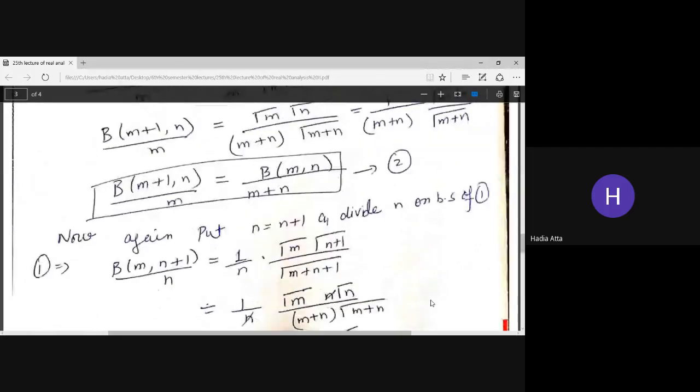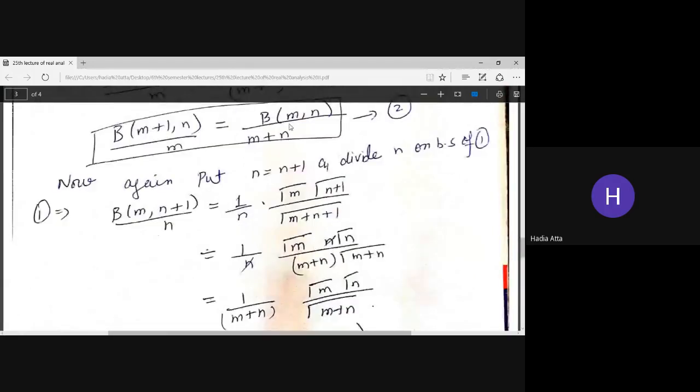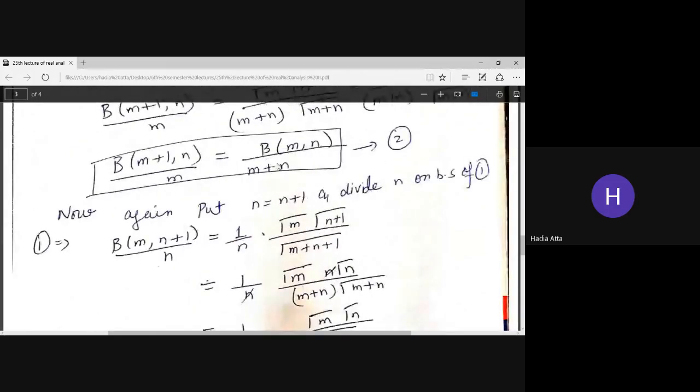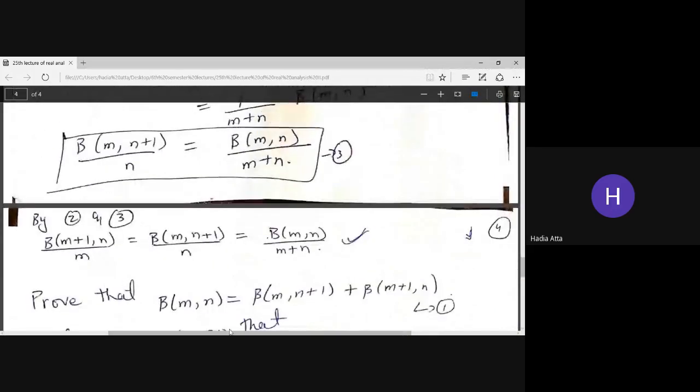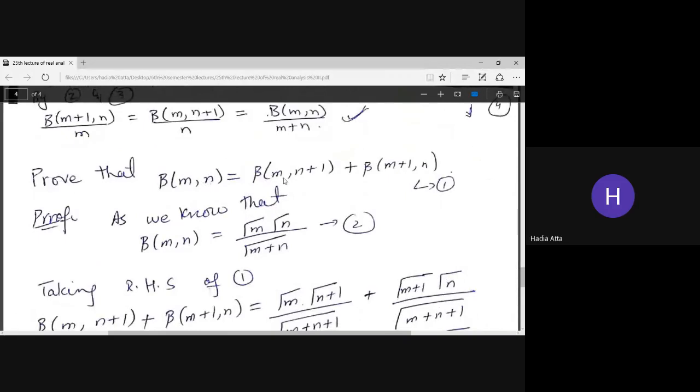So hence proved that from 2 and 3, the right hand sides of 2 and 3 are equal. You can see the right hand sides of 2 and 3 are equal. So it means that the left hand sides are also equal to each other. So from these results you can say by 2 and 3 that beta m plus 1 n divided by m is equal to beta m n plus 1 divided by n is equal to beta m n divided by m plus n.